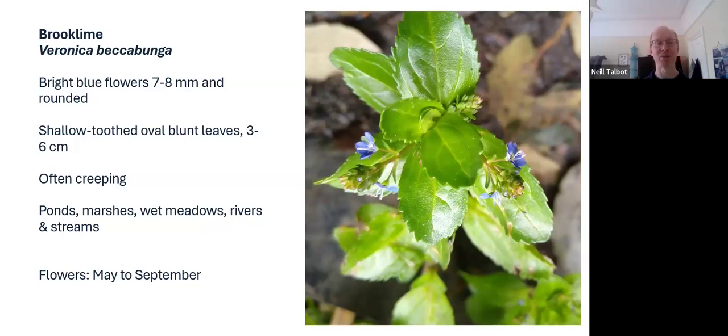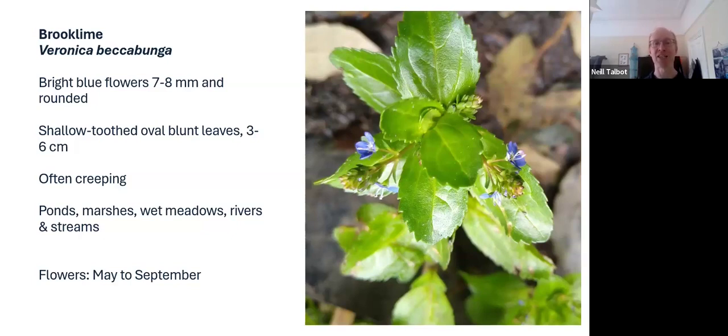So the name is Veronica beccabunga, which is my favorite scientific name. I think it's just a great descriptive name as well. It's from the figwort family, and it has these very bright blue flowers that are fairly small, roundish flowers, quite similar in a way to the flowers of Germander speedwell, also known as bird's eye speedwell. But that wouldn't grow in such wet habitats.